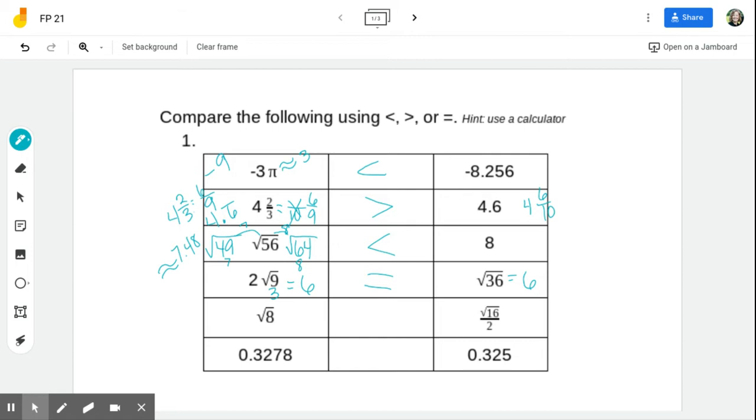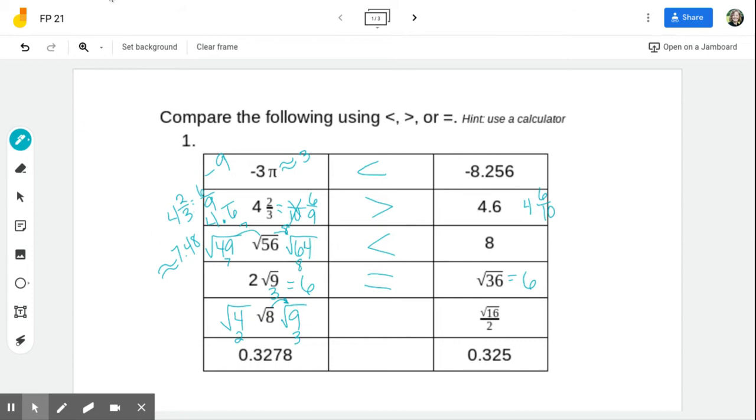Okay, square root of 8 is not perfect, but it's really close to the square root of 9, and the one on the other side is the square root of 4, right? The square root of 4 is 2, and the square root of 9 is 3. Is it closer to 2 or closer to 3? It's really close to 3, right? So maybe like 2.8 or 2.9.